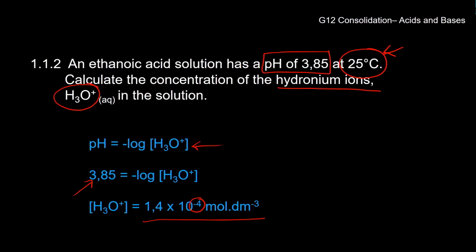But we're not dealing with a strong acid. This is ethanoic acid. It is a weak acid. It ionizes incompletely, and so this number here is correct. The minus 4 shows us in our pH value, so that's 3,85. It means that we haven't got such a strong acid. The pH is closer to 7 than it is to 0.